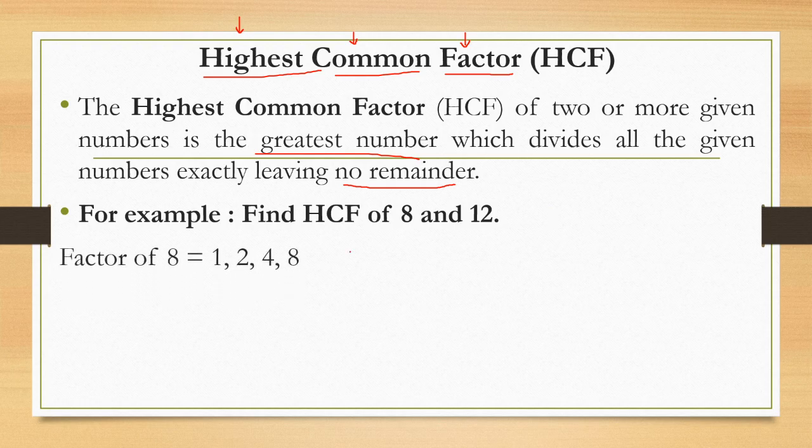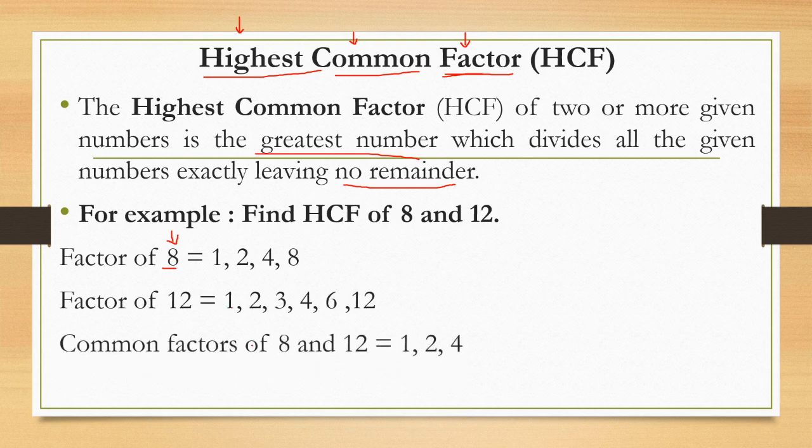First we will find the factors of 8, that is 1, 2, 4 and 8. These four are the factors of 8 because these four divide 8 exactly without leaving any remainder. Now the factors of 12 are 1, 2, 3, 4, 6 and 12. So the first part, that is factor, we have covered.